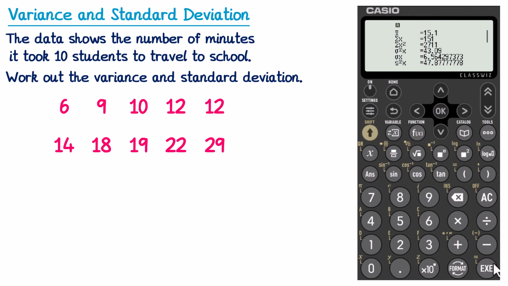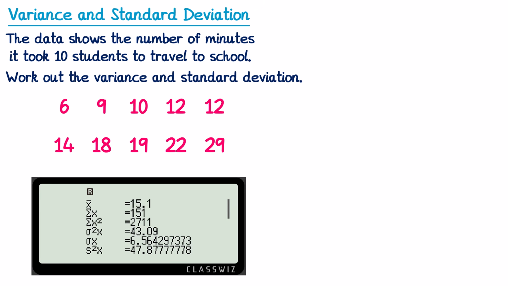Let's take a closer look at what's on this screen. So where it says sigma squared x here, that's the variance, 43.09. And where it says sigma x here, that's the standard deviation. So the standard deviation, if we say round it to 2 decimal places, would be 6.56. In this question, it said the data was about the number of minutes, so we can add units to these values.